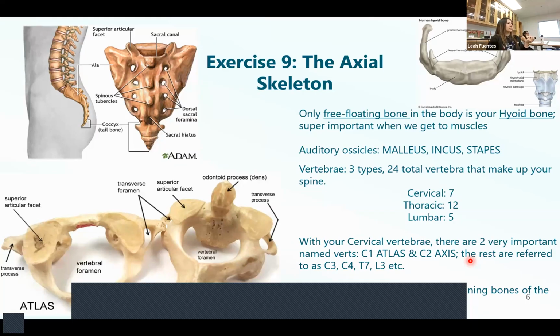Additionally, put a star, write this down, your auditory ossicles. These are the smallest bones in your body. They're called ossicles because they're super tiny, that we really don't count them as bones, but they technically are bones. That's the malleus, incus, and stapes. So we don't actually identify these by what they look like until we get to the special senses. But you do need to know malleus, incus, and stapes.